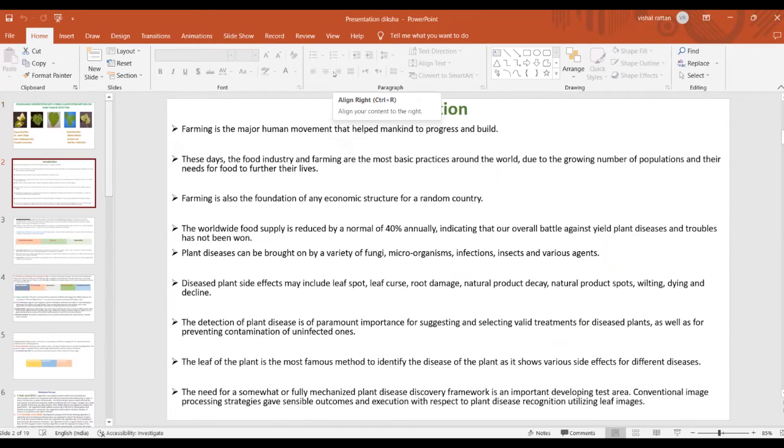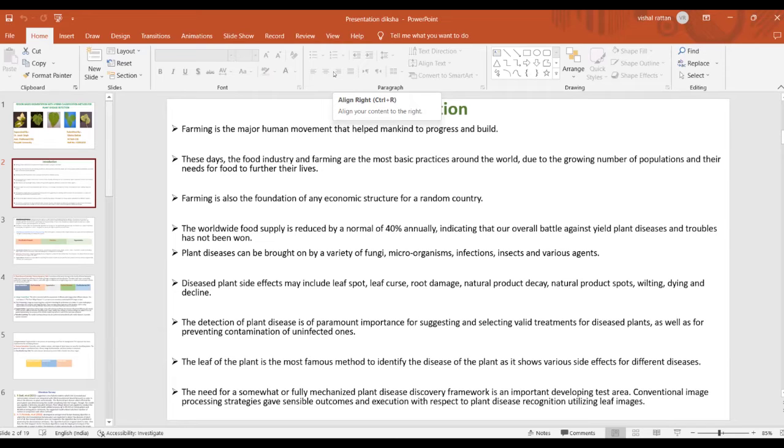I'll start with the introduction. As we know, farming is a major human movement that helped mankind to progress and build. The farming sector is a main pillar of the economy of diverse emerging countries. In general, agriculture significantly drives the commercial progress of India. Any harm to the harvest causes great loss in productivity, which has a great impact on the progress of the nation. And disease signs are depicted on the leaves of the plant in the initial phases.